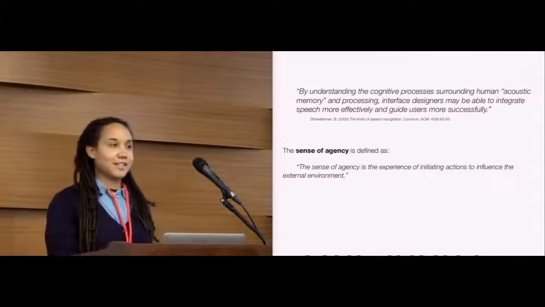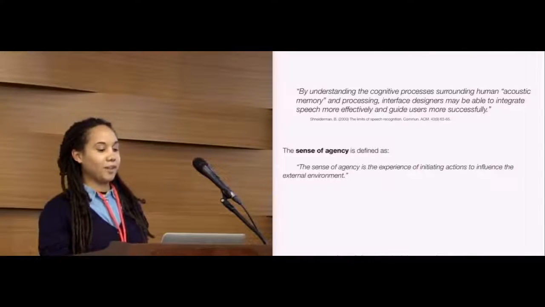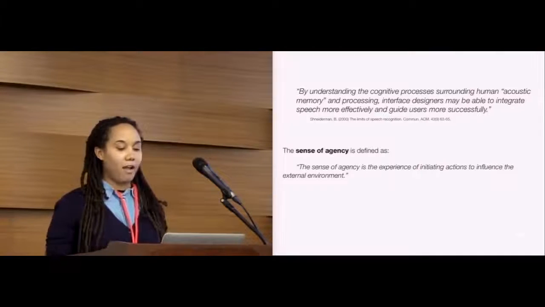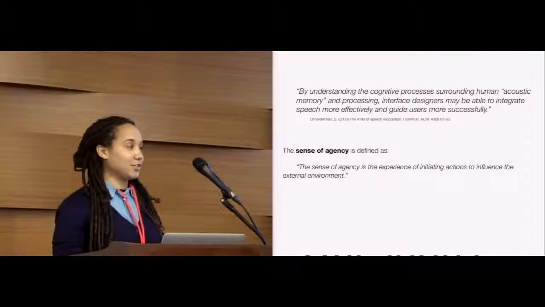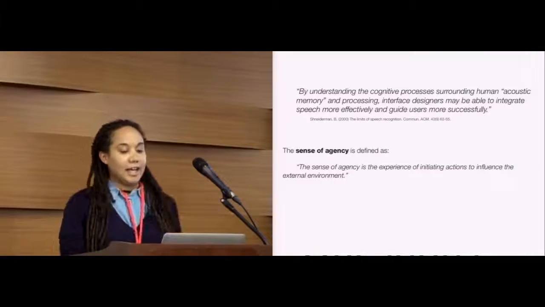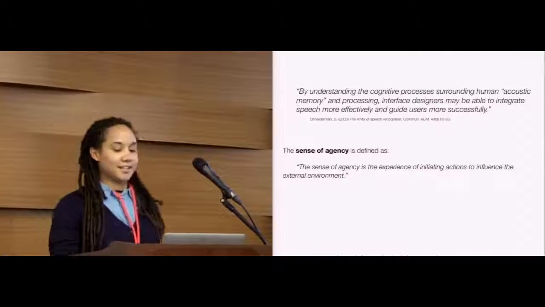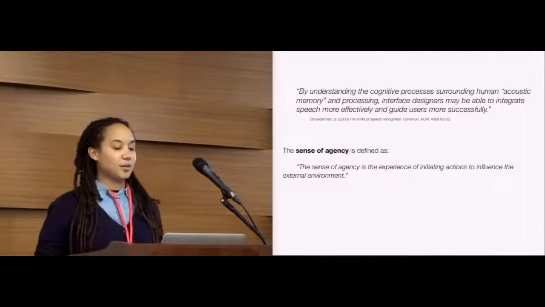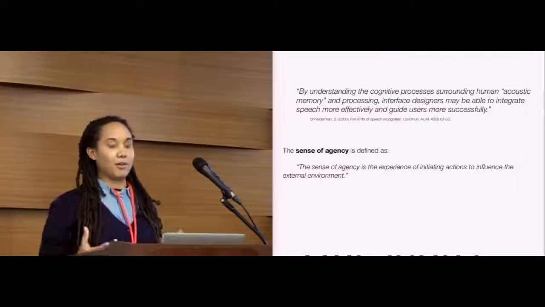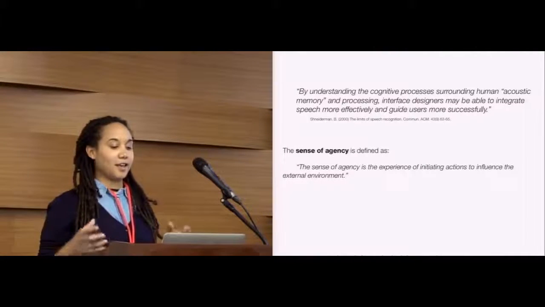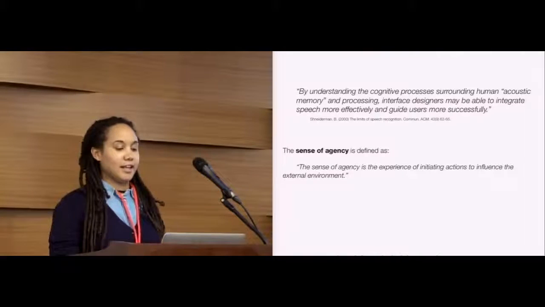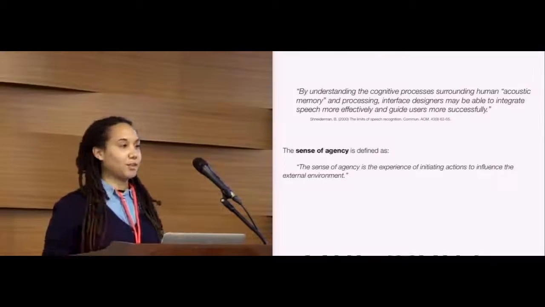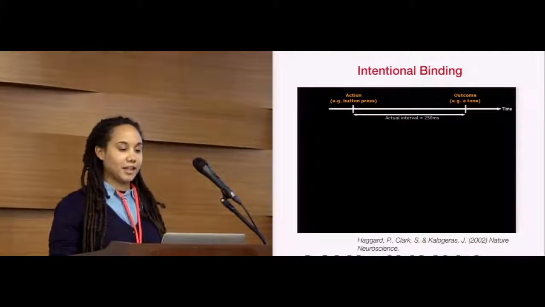So how do we measure the sense of agency? Well, you can simply ask somebody explicitly whether they were the agent of the action. However, there is a more implicit measure for the sense of agency. And this works on interesting things that happen to our sense of time when we feel like we're in control. Our perceived action outcome interval is smaller than it actually is. We measure this phenomenon, which is called intentional binding.